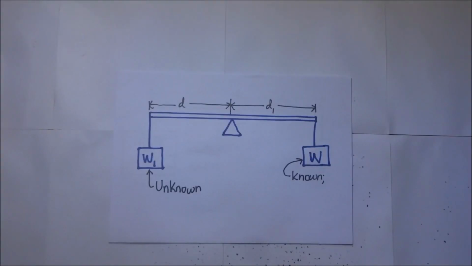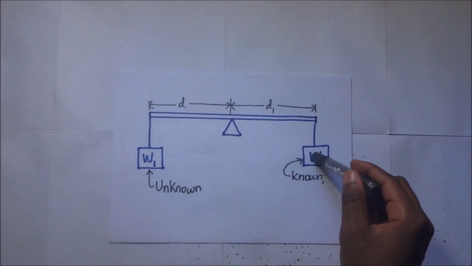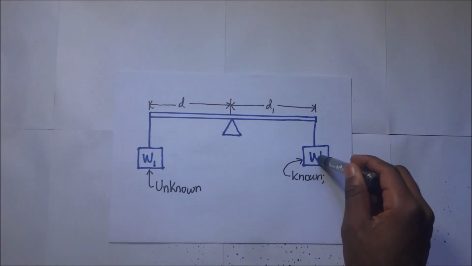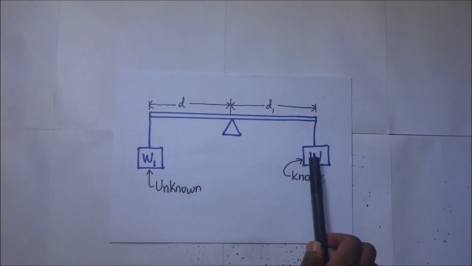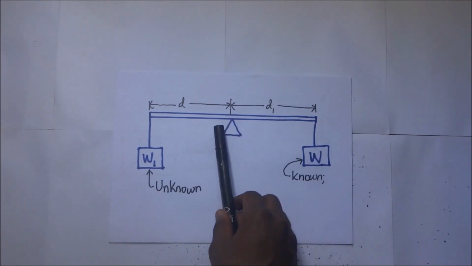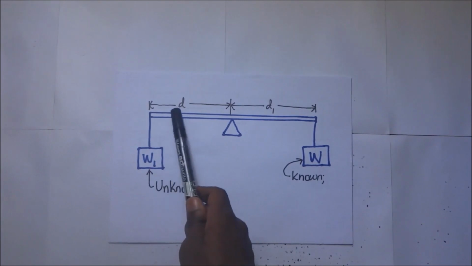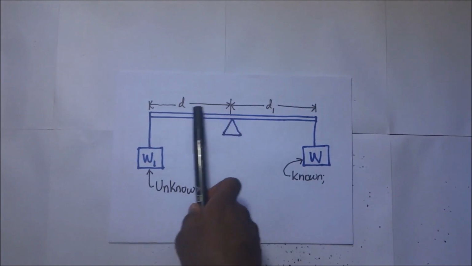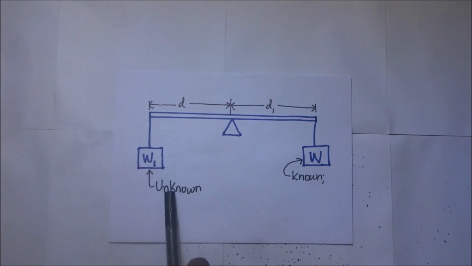Of course, right there, what we have is a balanced lever. That's a lever with a weight W, which is a known weight. D1 is going to be the distance from the known weight to the pivot. Then D is going to be a fixed distance that we are going to maintain throughout our experiment from our pivot to a weight W1, which weight we do not know.